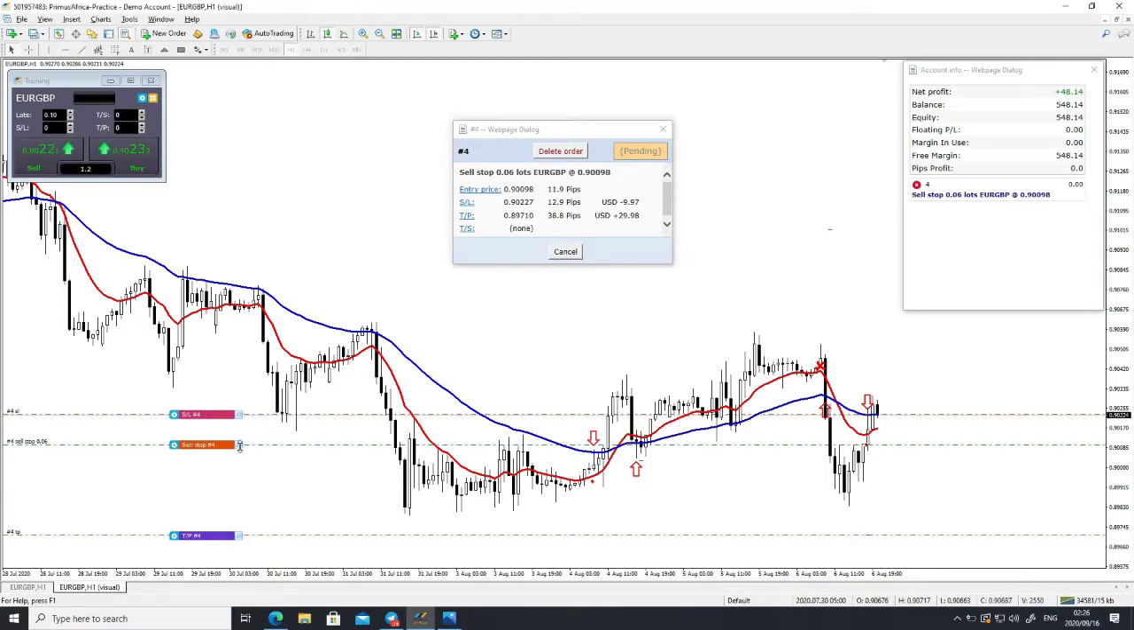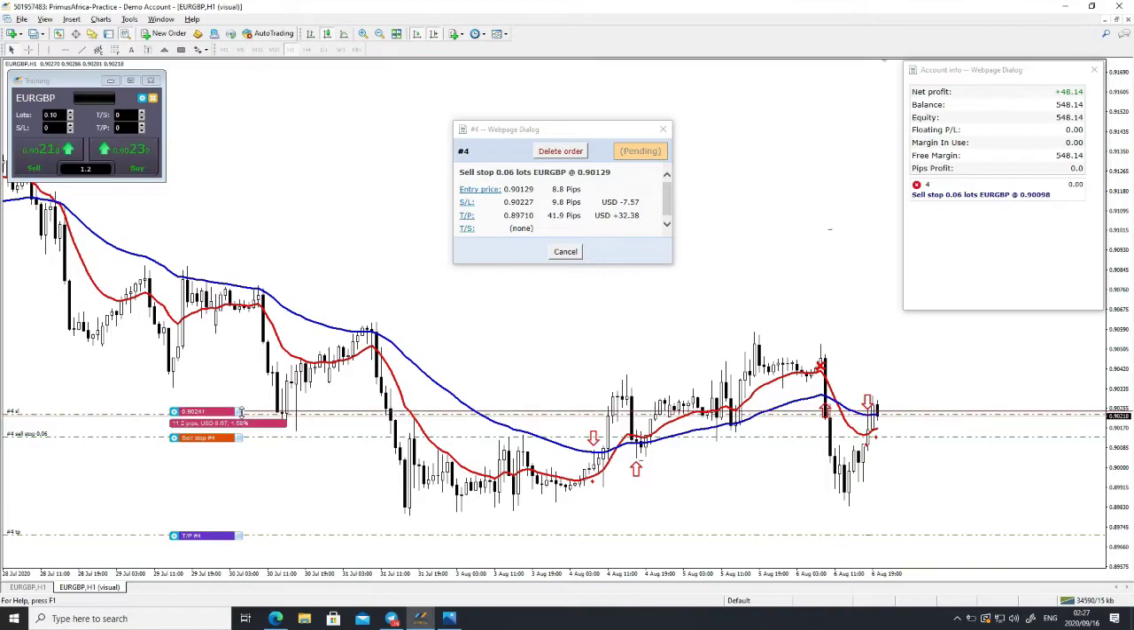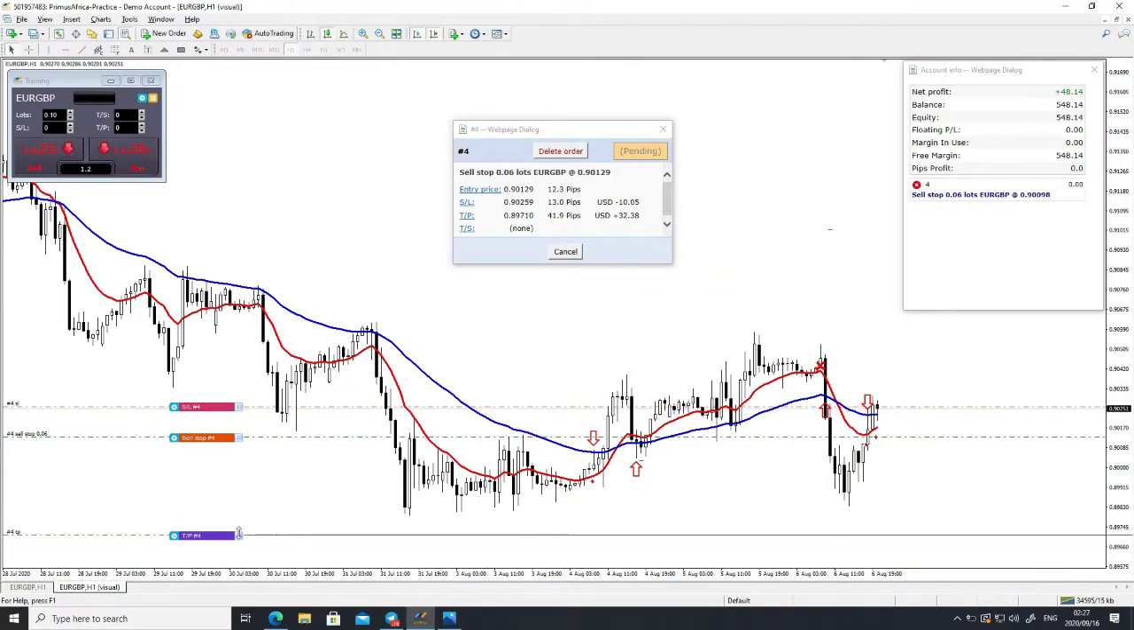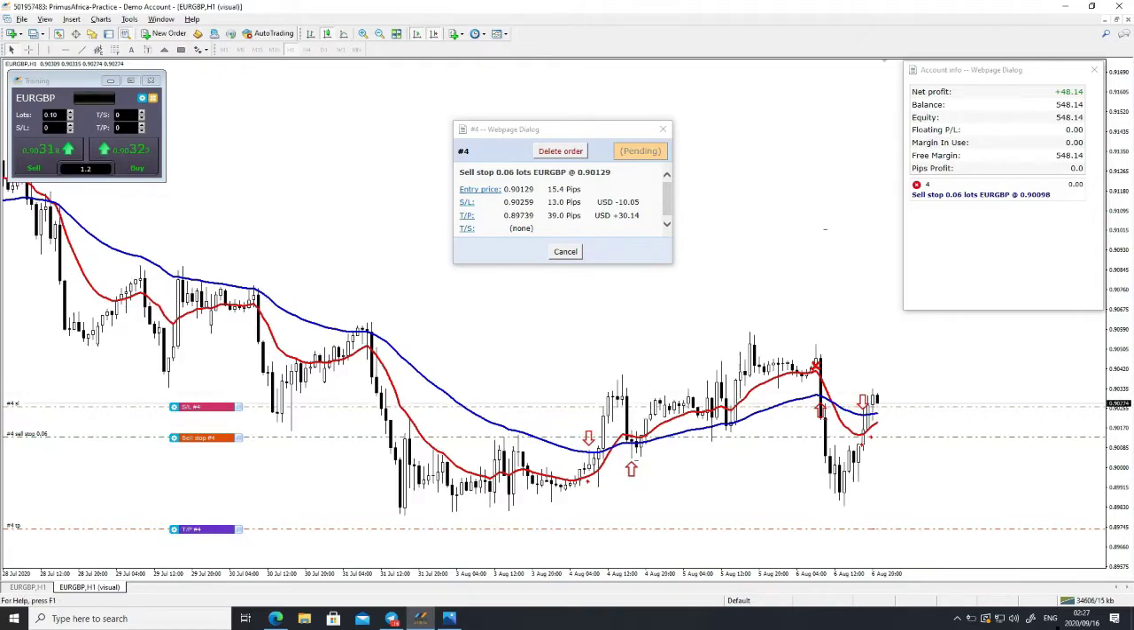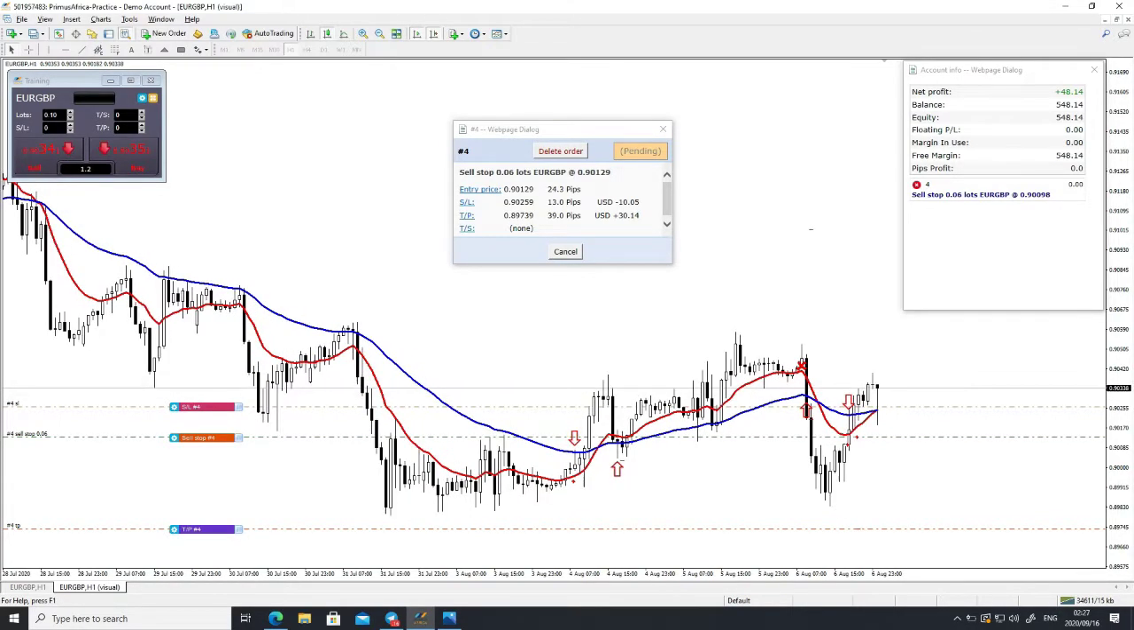So okay, it looks like they want to move back down, so let's just move our order a bit closer. There we go. So we're gonna move the stop loss to a higher level and the take profit closer. We're just waiting to see if they're gonna take the order or not.